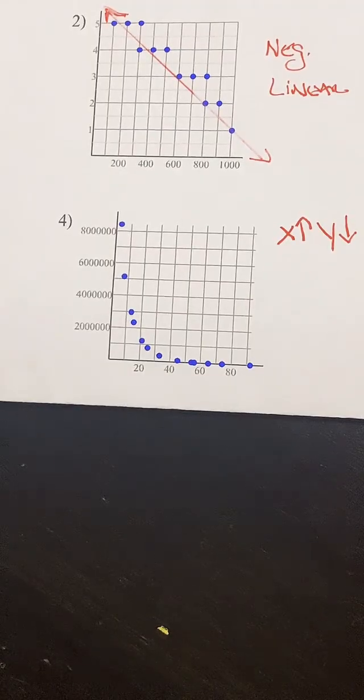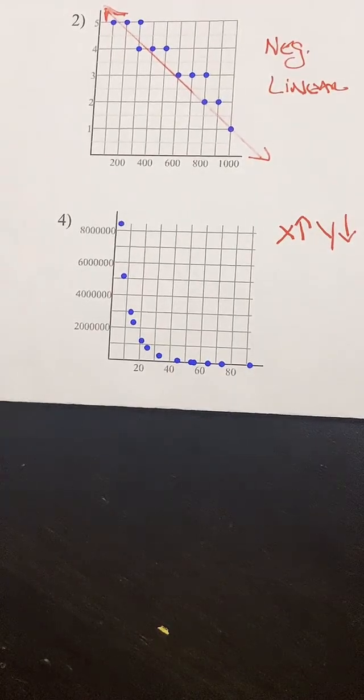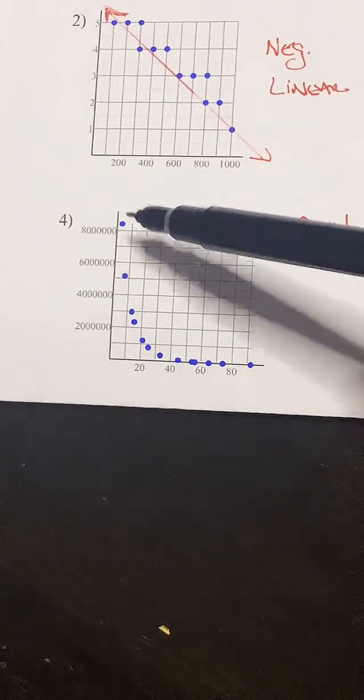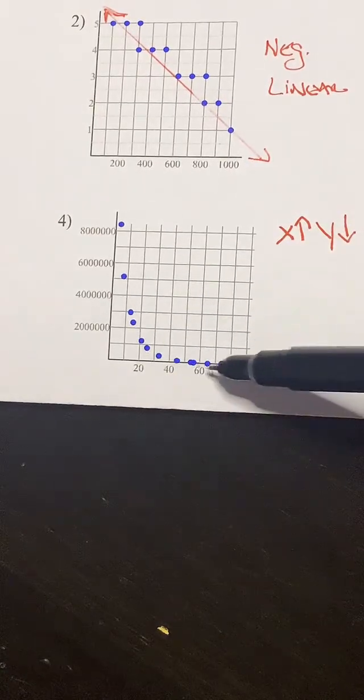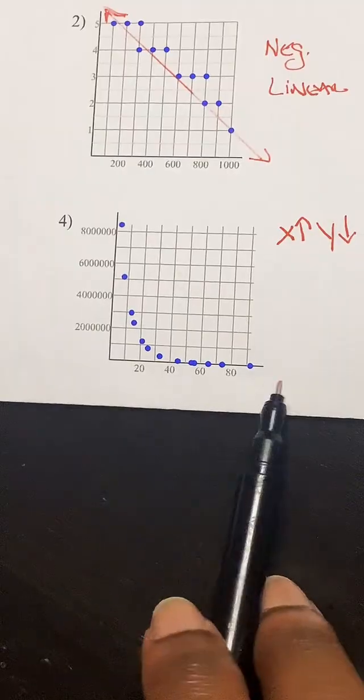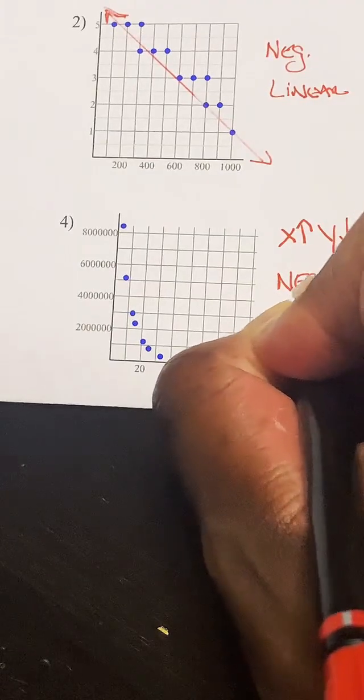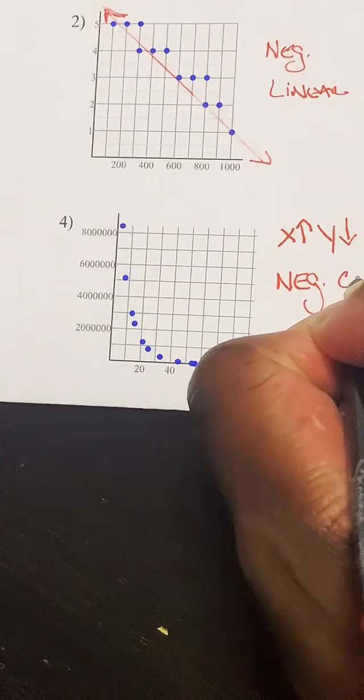Yeah, I think you should base it on the Y first. I think that might work for you. Yep, so base it on the Y first. So as my Y's are decreasing, my X's are increasing. So it is going to be negative. So we got a negative correlation.